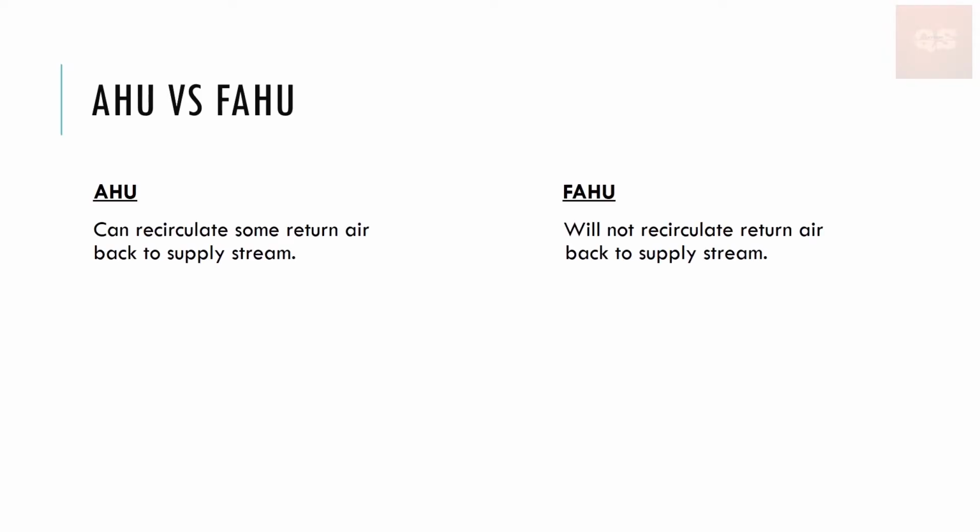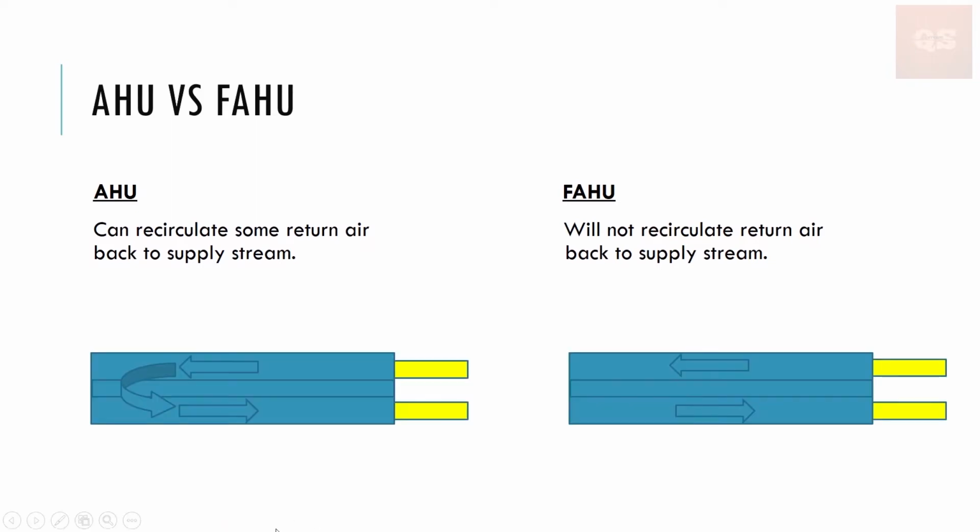AHU can recirculate some return air back to the supply stream, whereas FAHU will not recirculate return air back to the supply stream. To understand that, we'll see the diagrams. If you see here, this blue part is your AHU and the yellow part is your duct. The bottom part is the supply part of your AHU and the top part is the return part of your AHU.